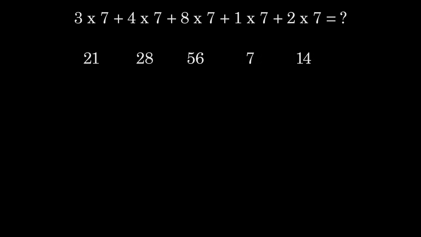Now you add all that up. 21 plus 28 is 49. 49 plus 56 is 105. 105 plus 7 is 112. And 112 plus 14 is 126.